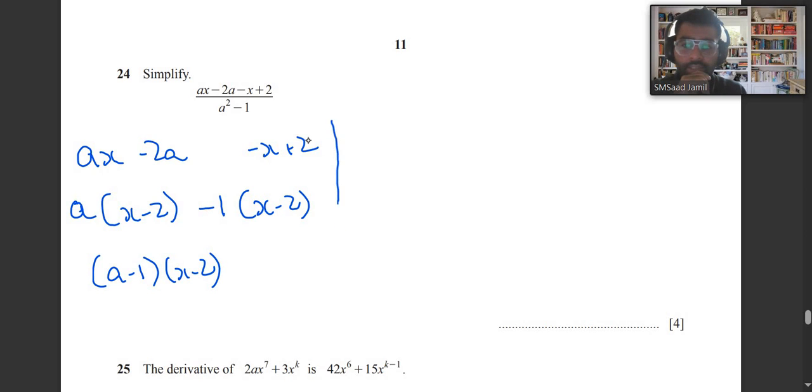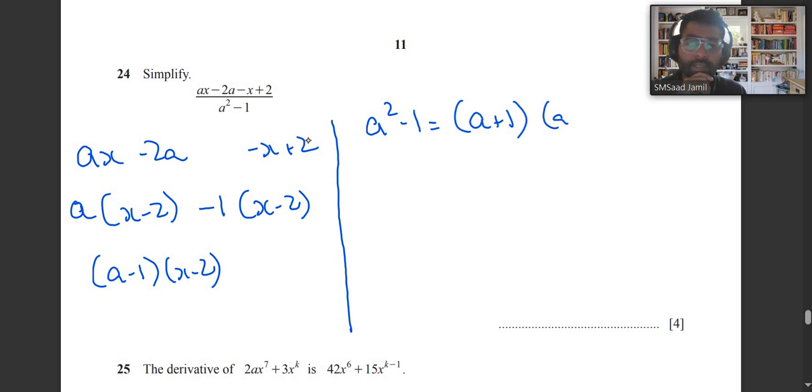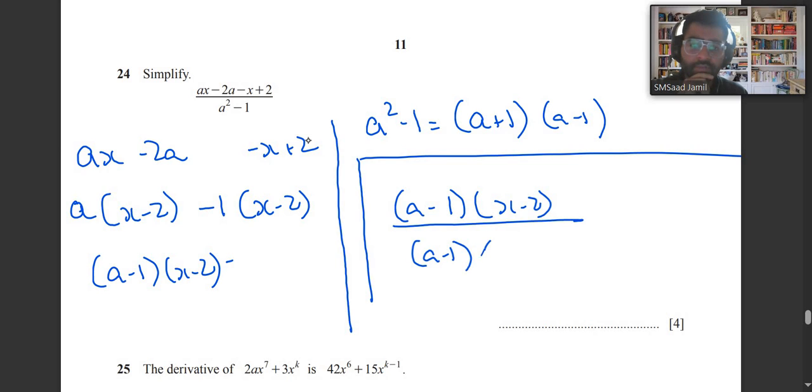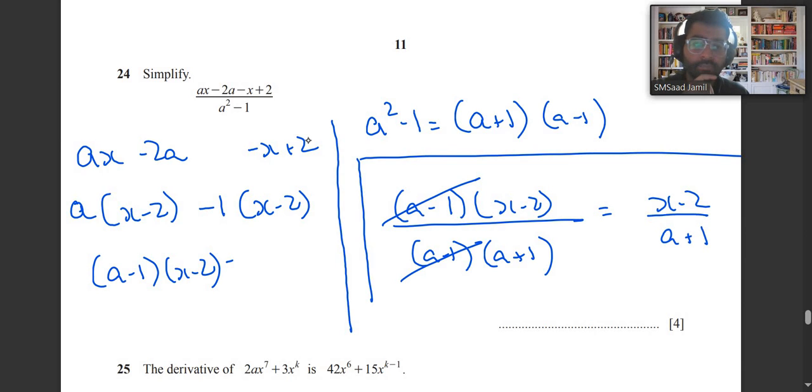Okay. In the second part it says a square minus 1. It means a plus 1 and a minus 1. Now final part, you will write this on the top. Let me do like this now. A minus 1 bracket x minus 2 upon a minus 1 a plus 1. A minus 1, minus 1 cancelled. The answer is x minus 2 upon a plus 1. That's it.